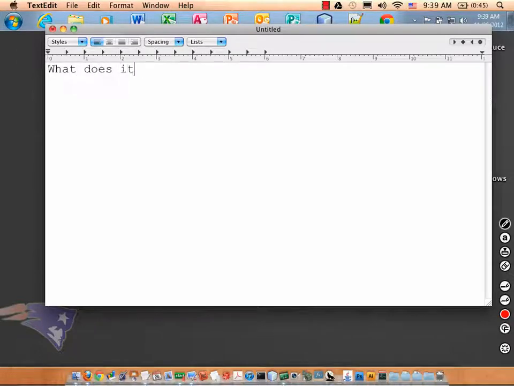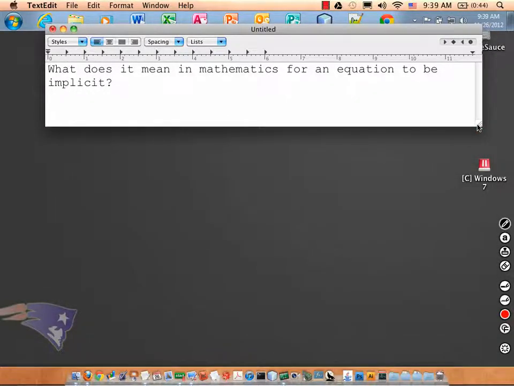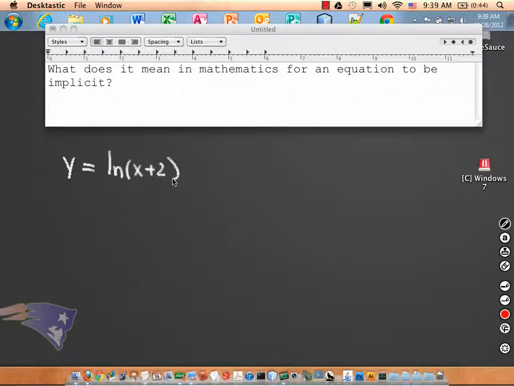All right, what does it mean in mathematics for an equation to be implicit? Let me give you an example of an explicit equation: y equals natural log of x plus 2. That is explicit, and the reason it's explicit is because y is given as a variable that's solved for.